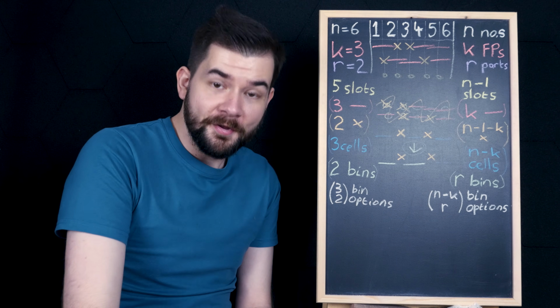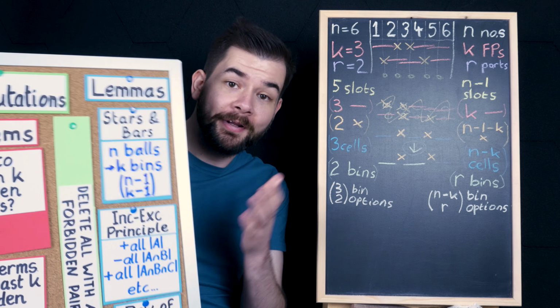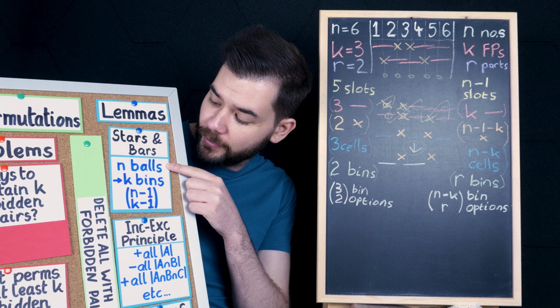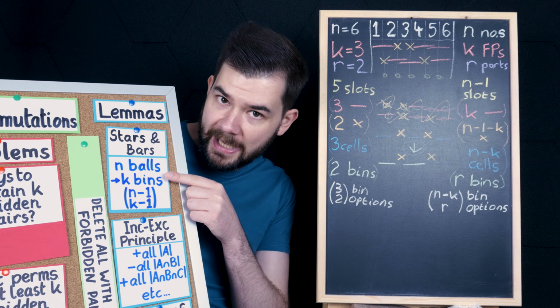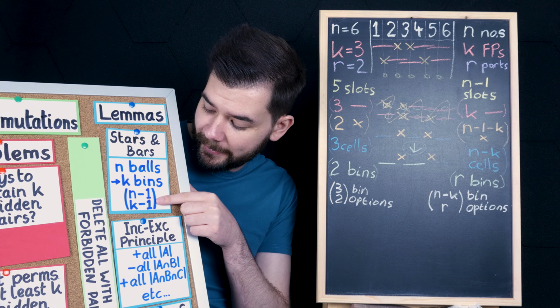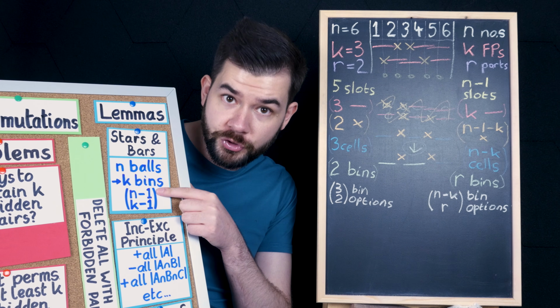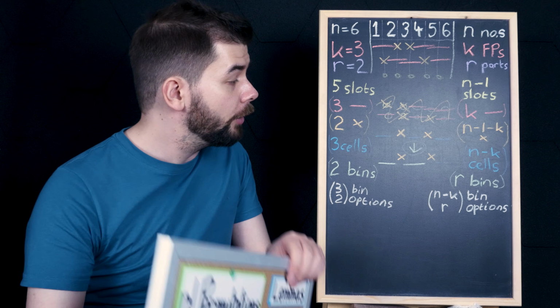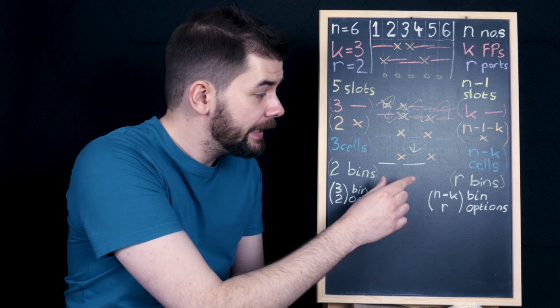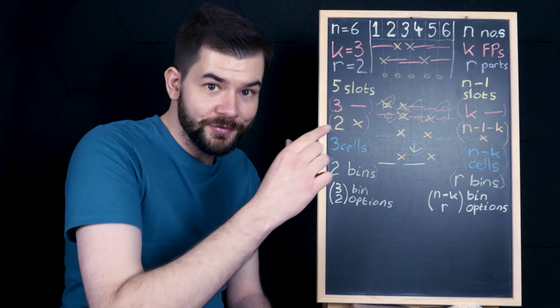Hey, wait a minute, this is stars and bars. We already know how to do this. I bet you were worried this was never going to come back. So we know if we've got n objects into k bins such that no bin is empty, it's n-1 choose k-1. Objects minus 1 choose bins minus 1. So we've got 3 objects spread into 2 bins such that no bin is empty. This is 3-1 choose 2-1.